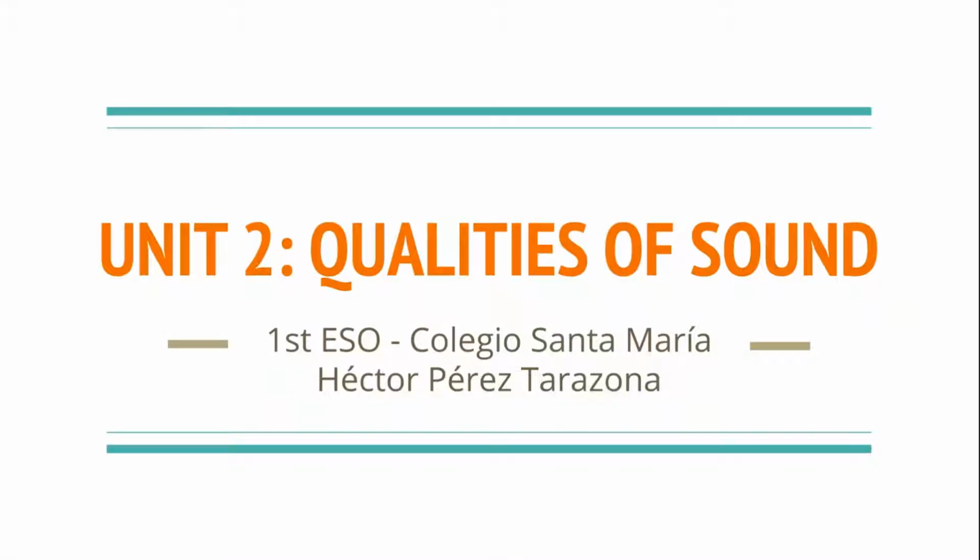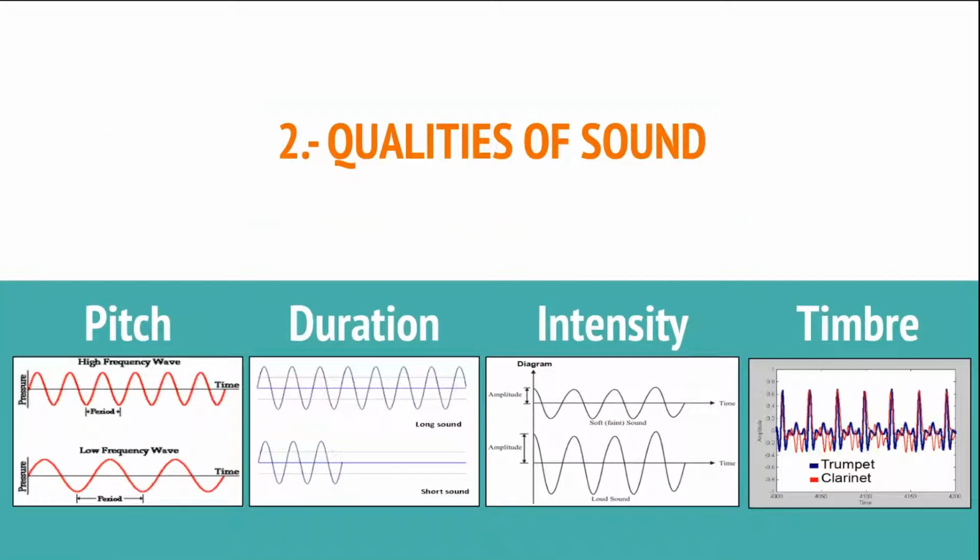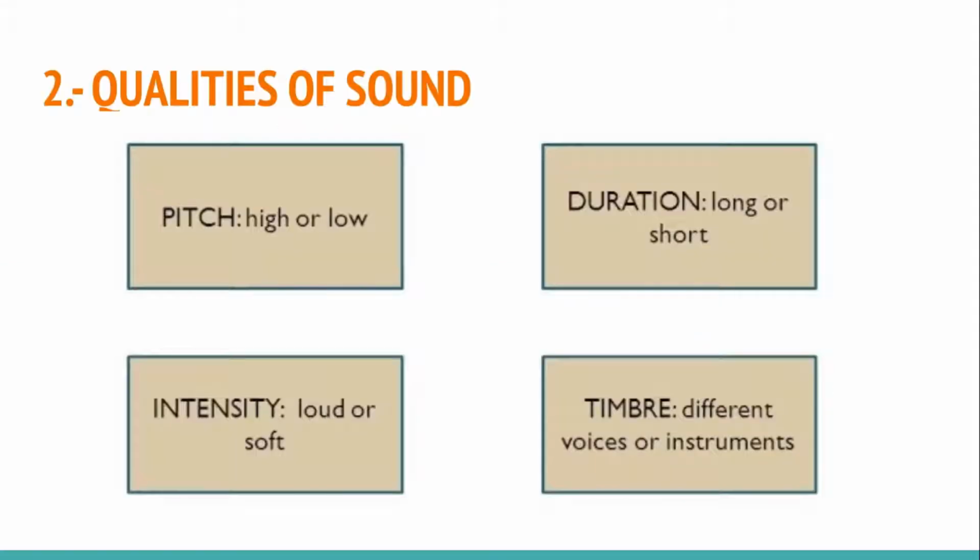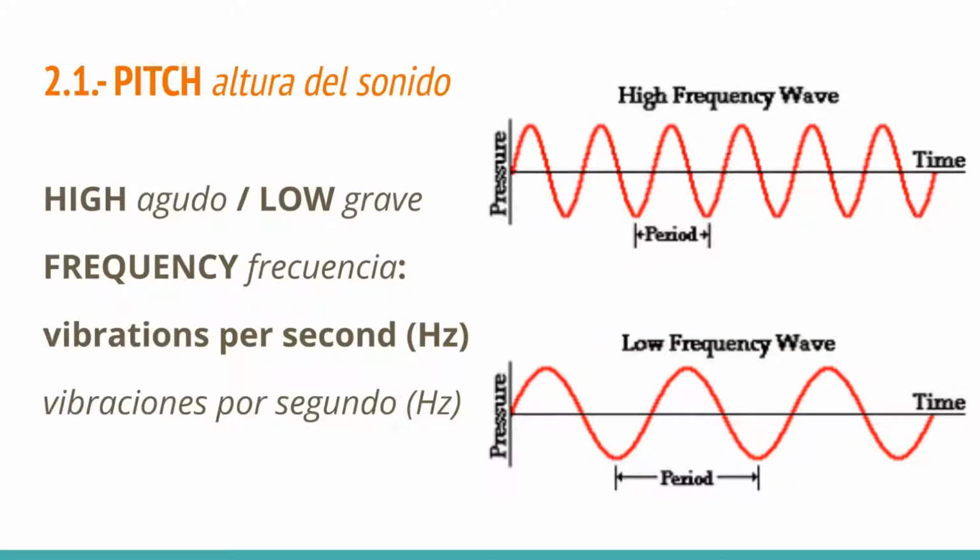Unit 2, Qualities of Sound. 2. Qualities of sound. Every sound has qualities. These qualities relate to different aspects of the sound, such as the volume or the duration. There are 4 sound qualities: pitch, duration, intensity and timbre.